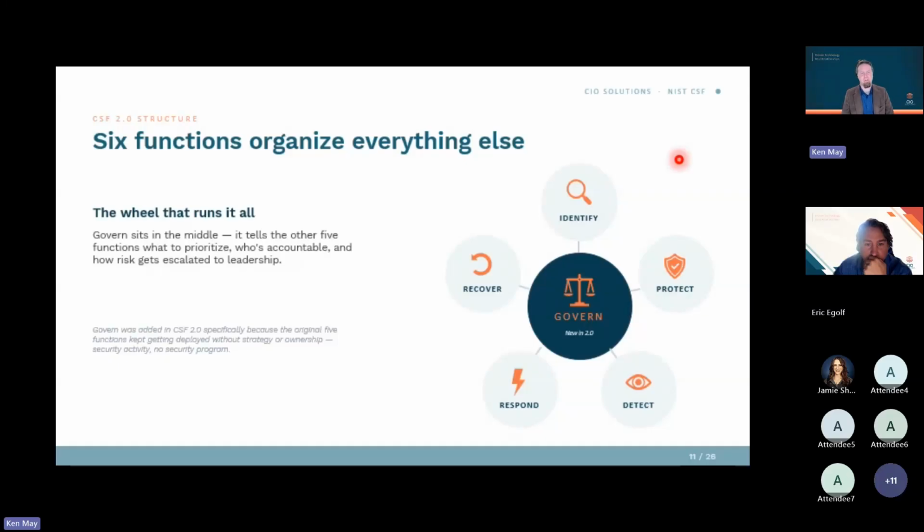Ideally, we want to make sure that we are identifying things and understanding what's happening in our company. We want to prevent them from being able to happen. If they happen, we want to know about them. If we know about them, we want to know how to respond to them, and then obviously recover ourselves. But this is an ongoing cycle, so it's not a static thing. The govern domain that got added to the other original domains is because they realized they needed a kind of meta domain that informed all the other ones on how to be configured and how to be deployed.